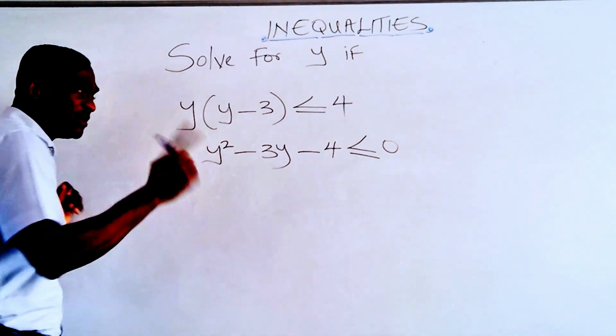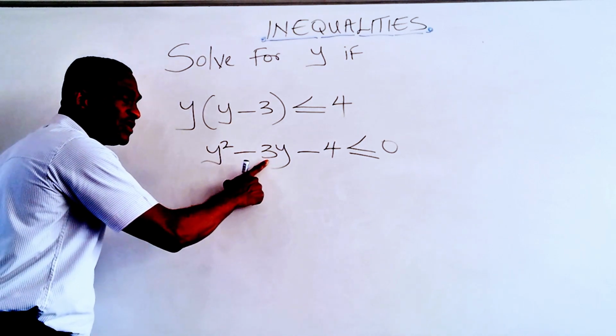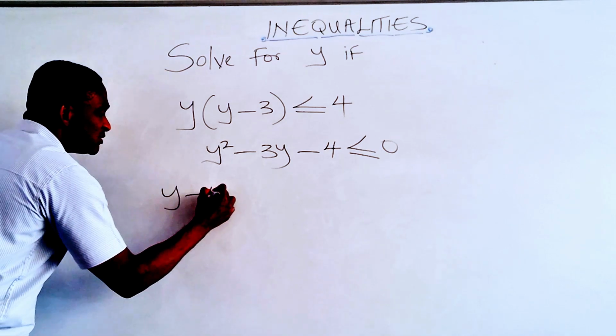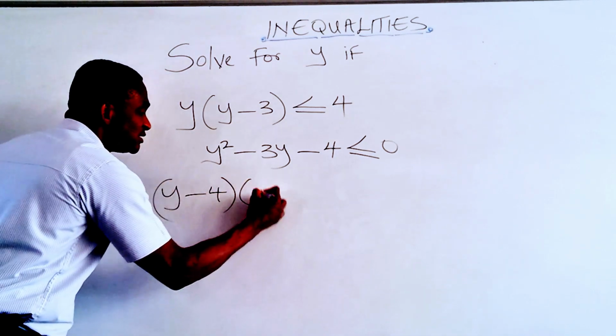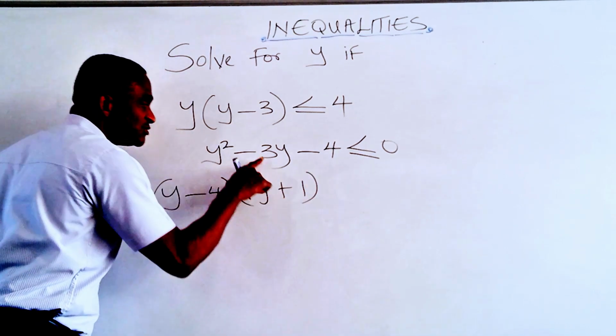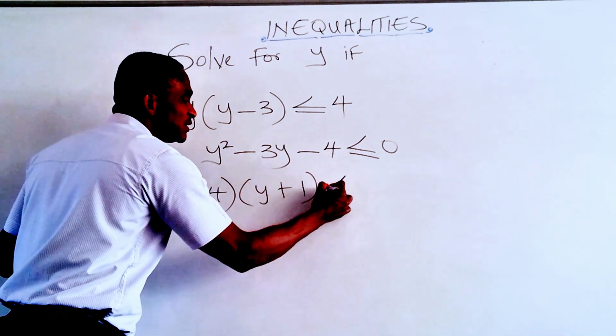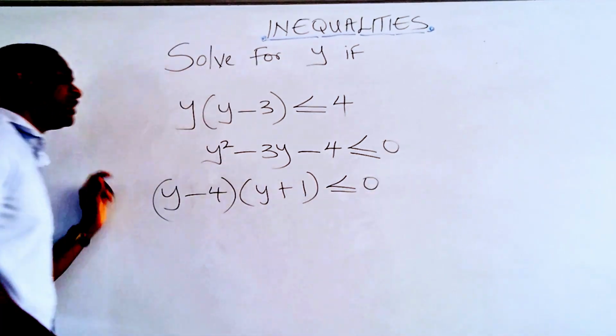Now the factors, remember, are two numbers that we can add to give us this, and multiply to give us this. So I have y minus 4. If I have minus 4 plus 1, it gives me minus 3. Minus 4 times 1 gives me minus 4. So these are my factors.